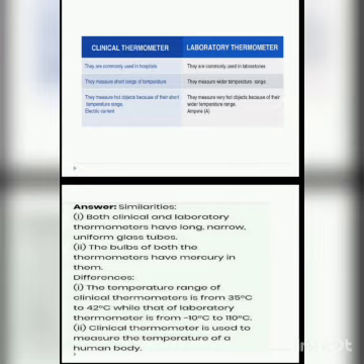The next question is, what thermometer do we use to measure our body temperature? The answer is the clinical thermometer. What thermometer is used to take the temperature in the laboratory? The answer is the laboratory thermometer. So this is the basic difference between the two types of thermometers.